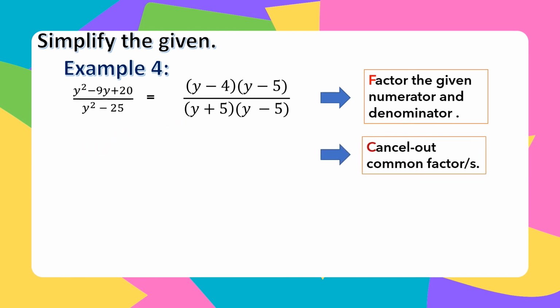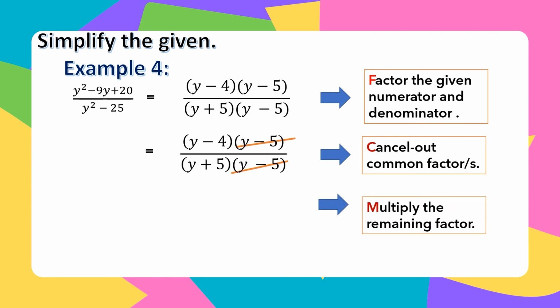Step 2, cancel out common factor. The common factor in the given is y minus 5. Step 3, multiply the remaining factor. The remaining factor in the numerator is y minus 4, and the remaining factor in the denominator is y plus 5. The final answer will now be y minus 4 over y plus 5.